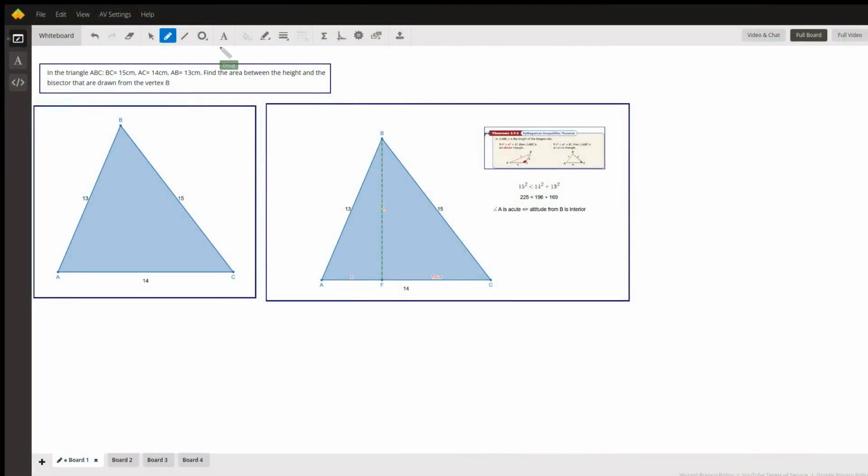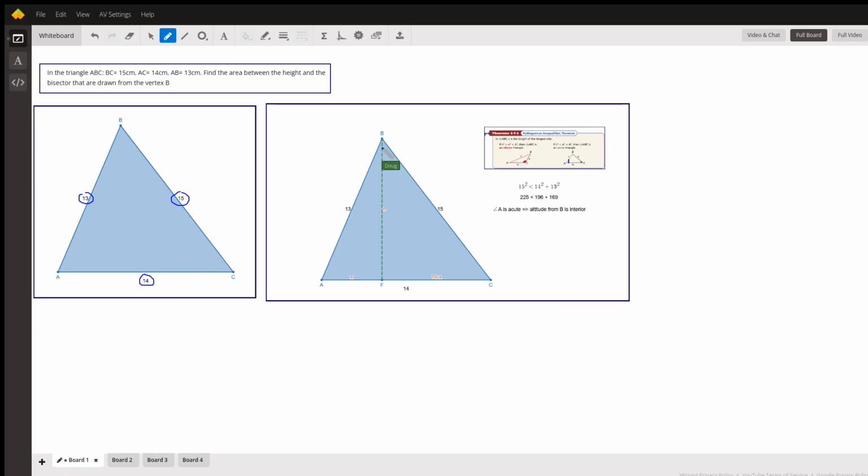Okay, for this problem, you're told that we have a triangle ABC where the side lengths AB is 13, BC is 15, and AC is 14. So there's your triangle. We'll make an observation here that by the Pythagorean inequalities theorem, if the longest side squared is less than the sum of the squares of the other two sides, you have an acute angle right here, and therefore an acute triangle.